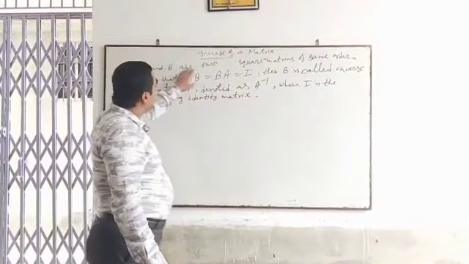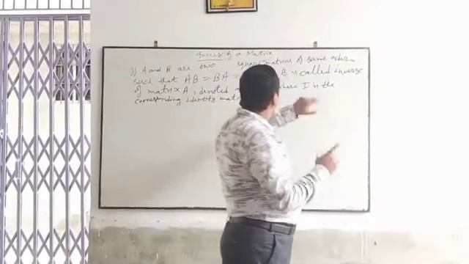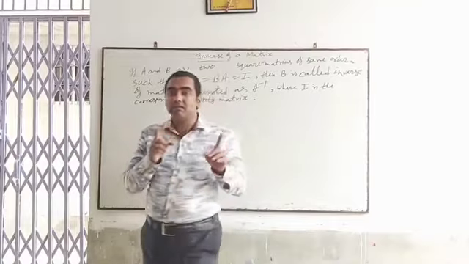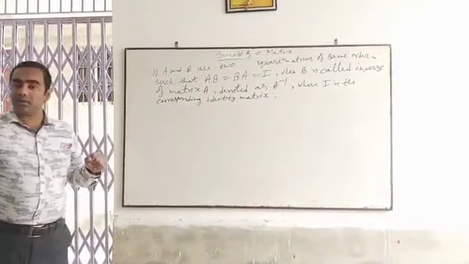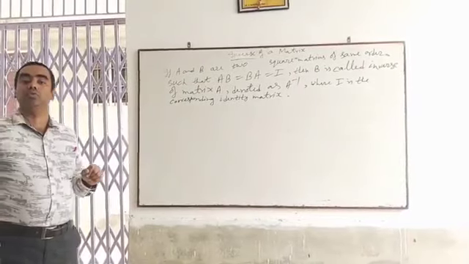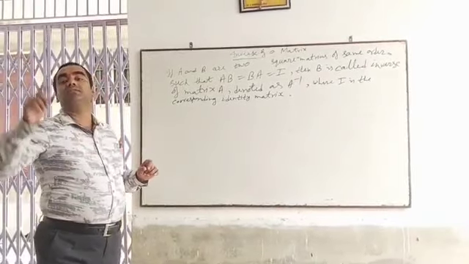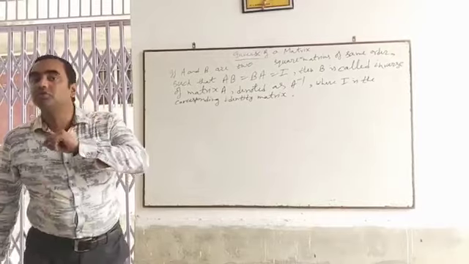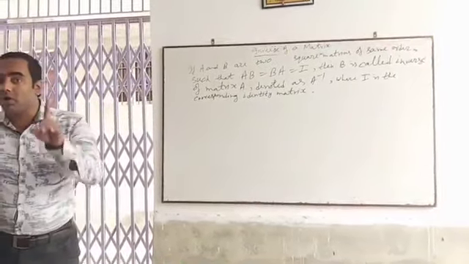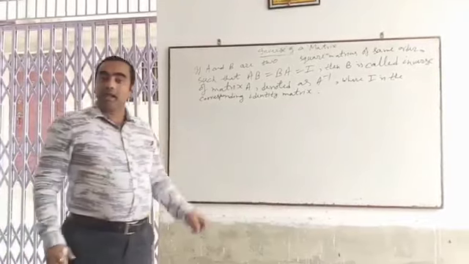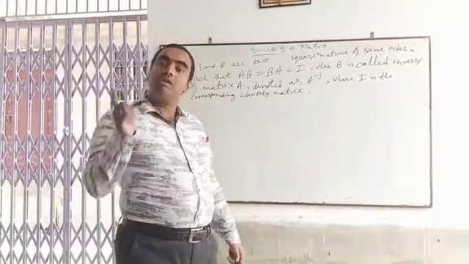If A and B are two square matrices of the same order, meaning if A is an n by n square matrix, then B is also an n by n square matrix. If the order of A is 2, then the order of B is also 2. If the order of A is 3, then the order of B is also 3.